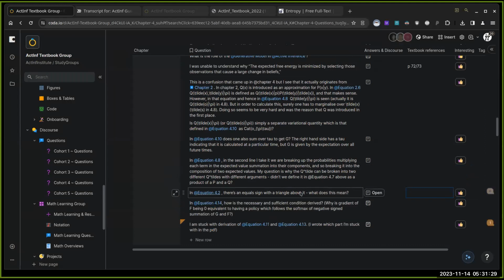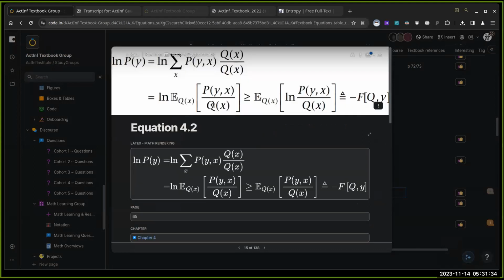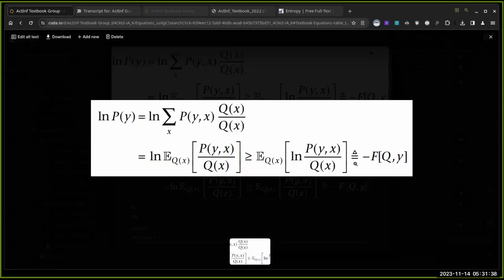In equation 4.2, there's an equal sign with a triangle above it. What does it mean? It means defined by definition.